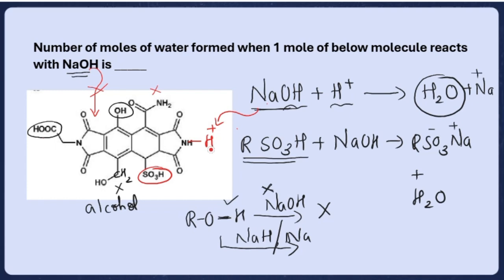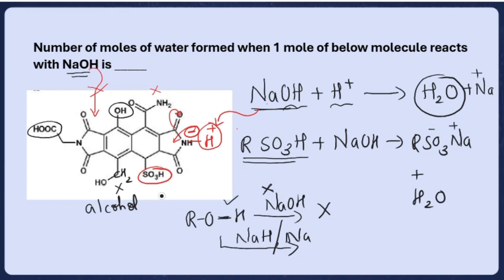This hydrogen here is acidic enough to react with the sodium hydroxide. Why so? Because once this proton is taken away, the formed anion, which is nothing but the conjugate base, is stabilized by resonance from this amide carbonyl group and also this carbonyl group. Therefore, this is quite stable, which in turn makes this acidic enough to react with the sodium hydroxide.